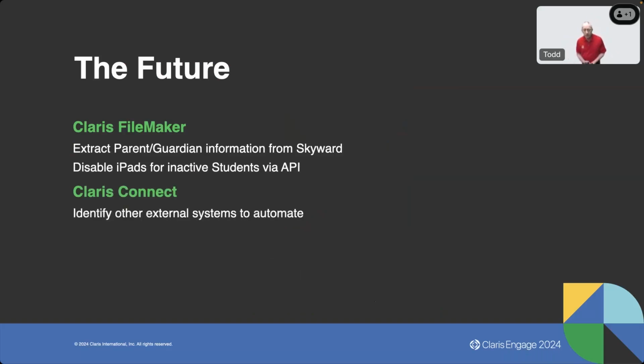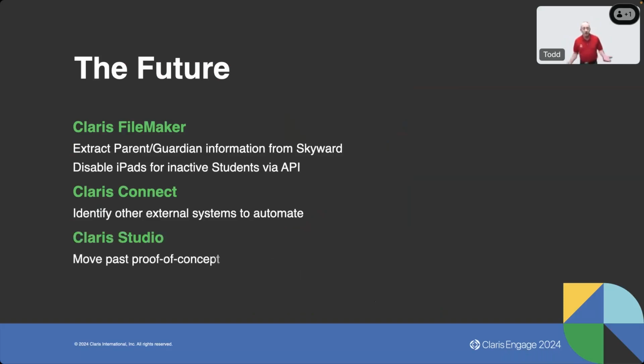So Claris Connect. The one here is just to really identify other external systems that we're able to automate using the various connectors that are available. Also potentially investigate, what can we do with some of the custom connectors? Now that we're able to create those, are there current processes that we're using, maybe an API call in FileMaker, where a custom connector could potentially replace that, simplify things, and also make it more reliable. So we want to look at that.